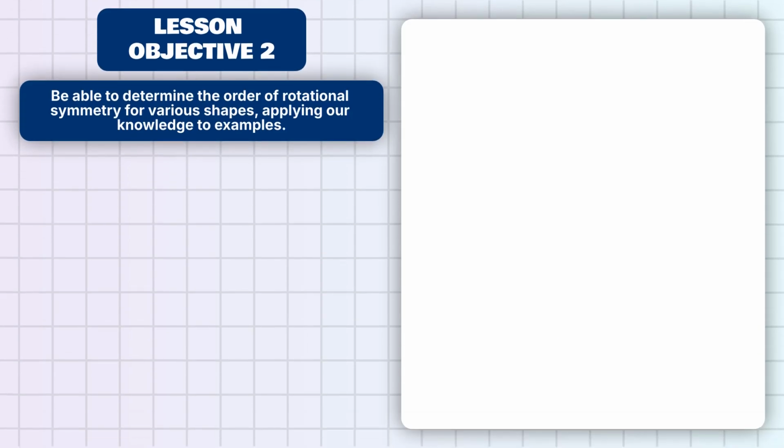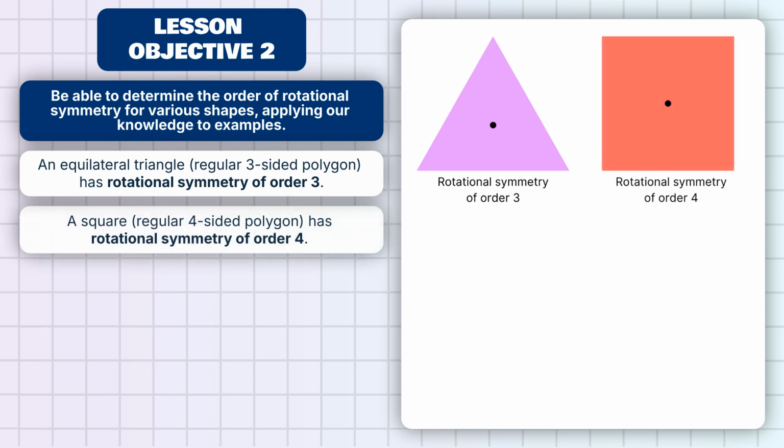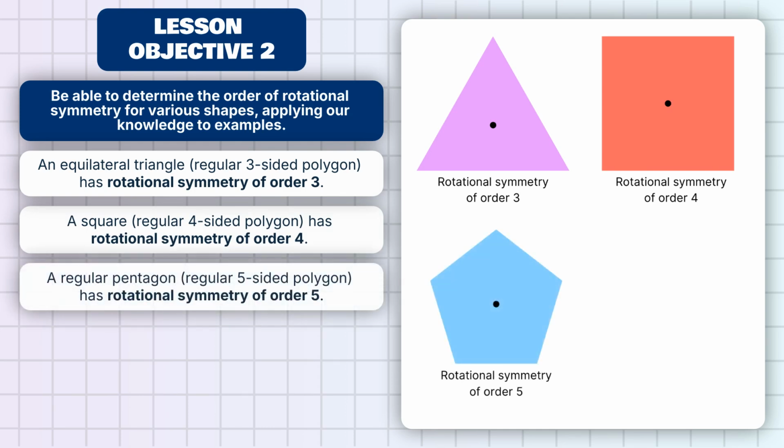So, how do our findings from today's lesson generalize? We saw that an equilateral triangle, which is a regular three-sided polygon, has rotational symmetry of order 3. We then saw that a square, which is a regular four-sided polygon, has rotational symmetry of order 4. Finally, we saw that a regular pentagon, which is a 5-sided regular polygon, has rotational symmetry of order 5.